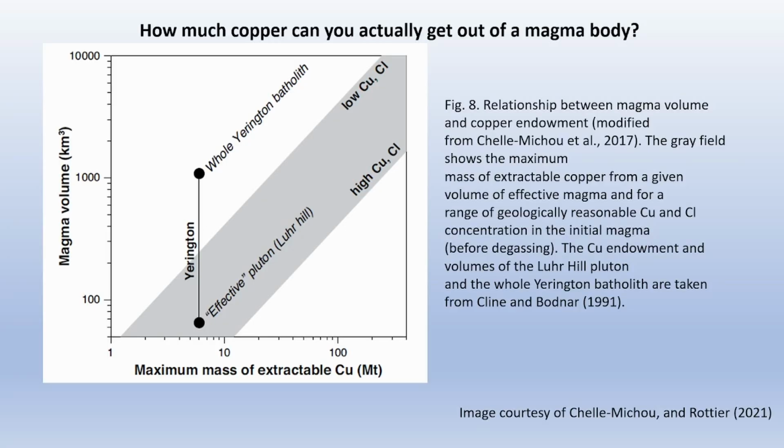So if you want a giant porphyry deposit based on this diagram, you either need a ton of magma with average chemistry or a smaller magma body that is extra rich in copper and chlorine.